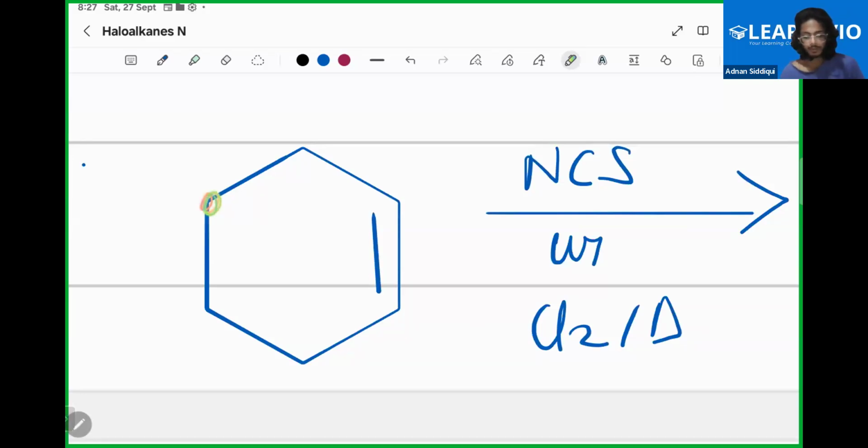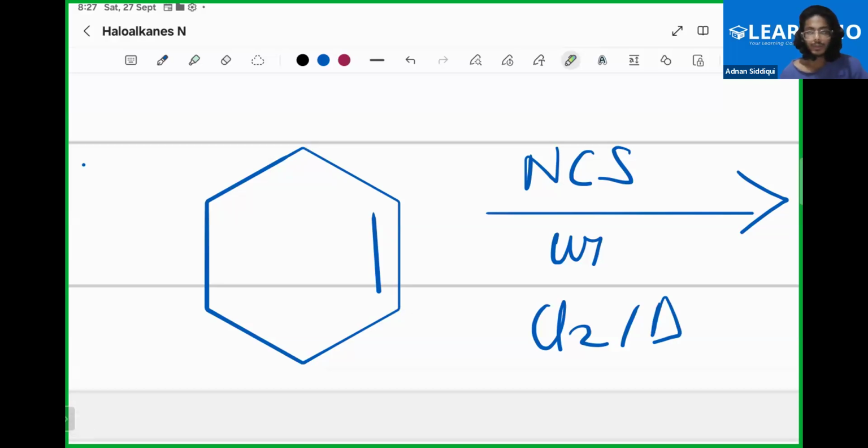This one? Second position. This one? No, no, the one with the double bond, the opposite, adjacent to it. This one? Sir, on the top. Yeah, both of these are allylic positions. Both of them are next to the sp2 carbon.